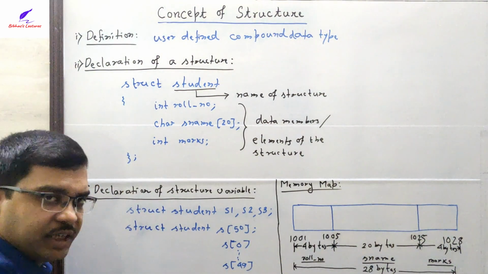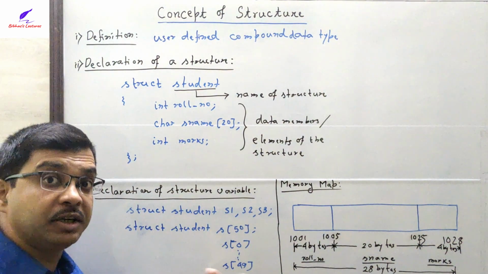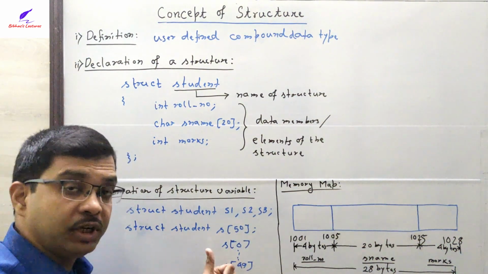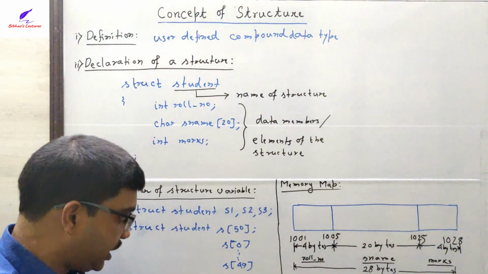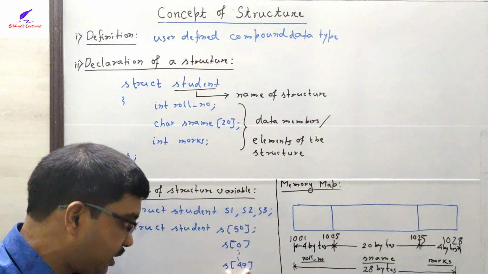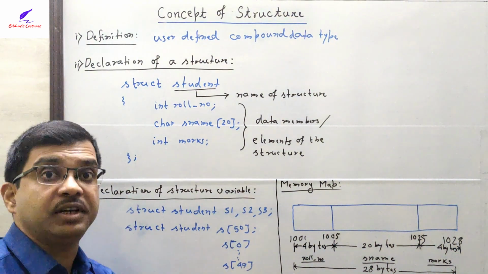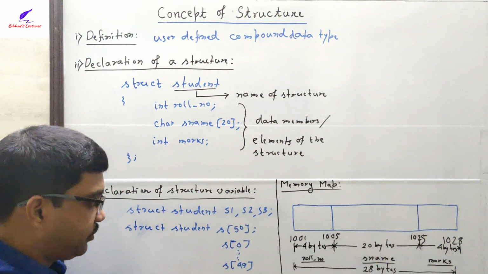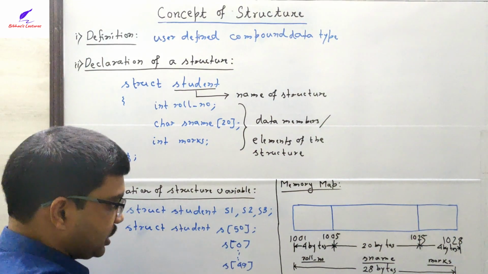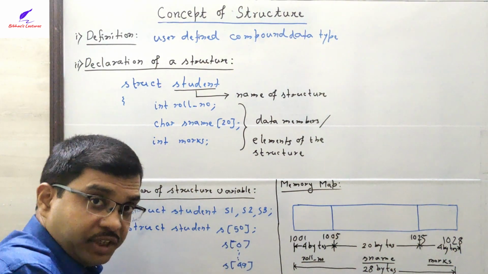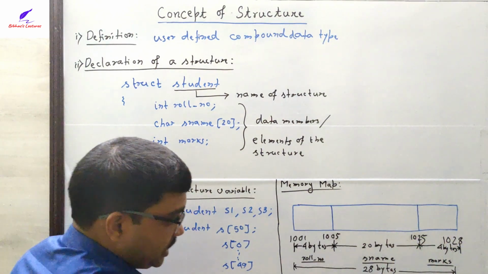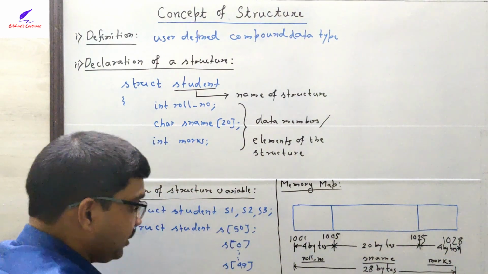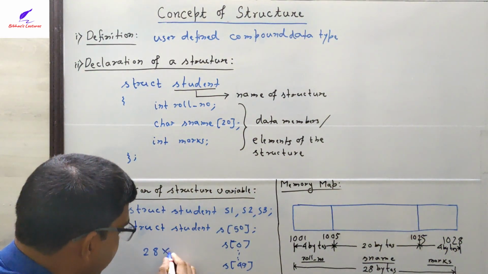These 50 structure variables from S[0] to S[49] will each represent a different student. That means S[0] will represent roll number 1, S[1] will represent roll number 2, S[2] will represent roll number 3. Similarly, the 50th student of the class will be represented by the structure variable S[49]. This way we can declare an array of structures. This array contains 50 structure variables, and you know that each structure variable takes 28 bytes of memory. So for these 50 structure variables, how many bytes will be occupied?